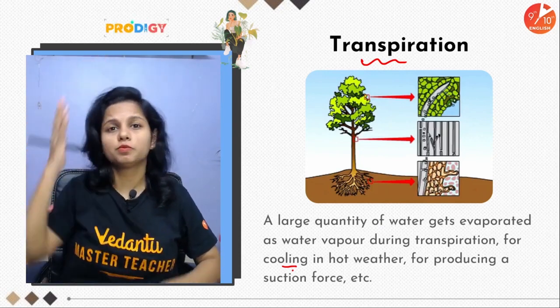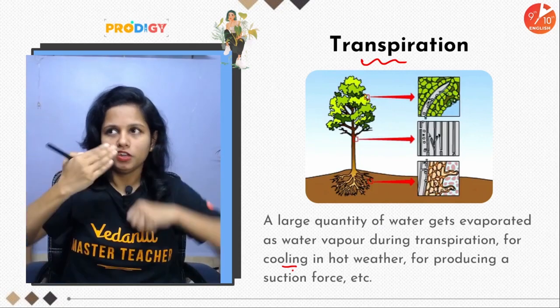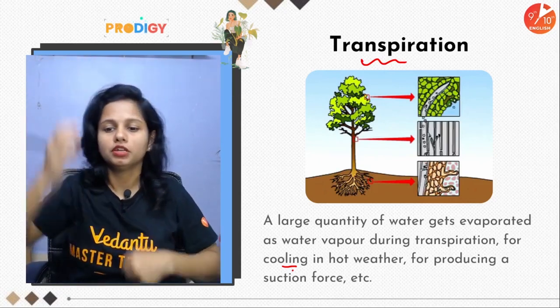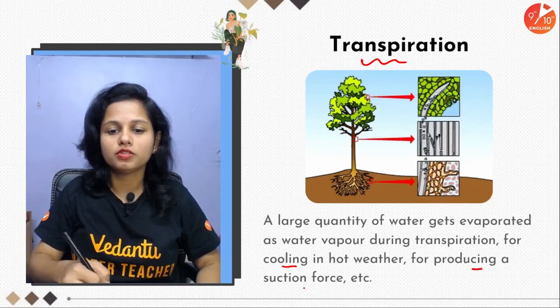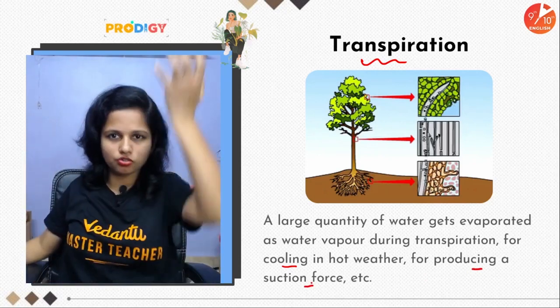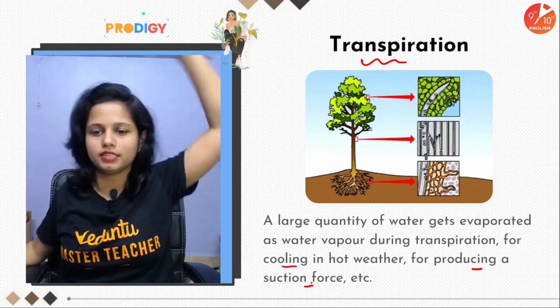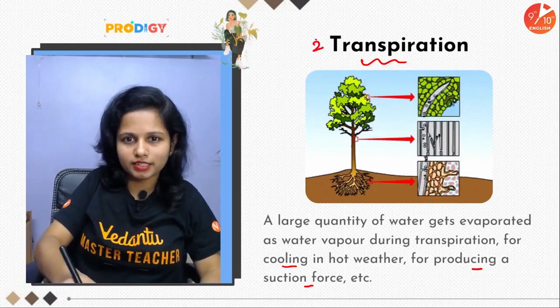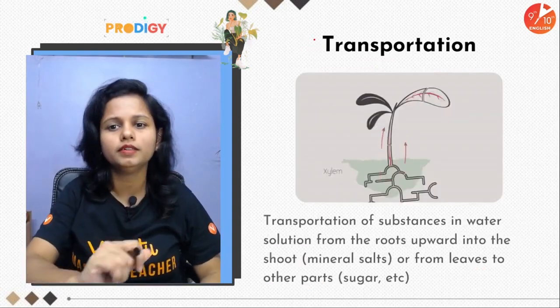Greater the rate of transpiration, more is the rate of absorption. If more and more water is lost, more and more water is also absorbed. So yes, it produces a suction force that pulls the water from the soil and helps it reach right till the tip of the tall plants. So that's what we call transpiration, and that's the second thing for which water is required.